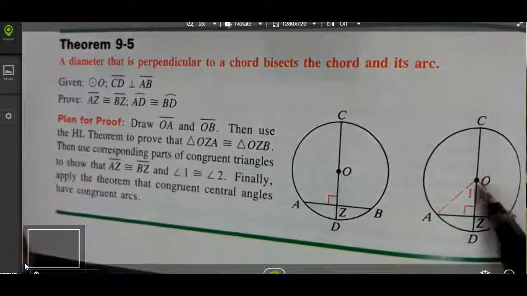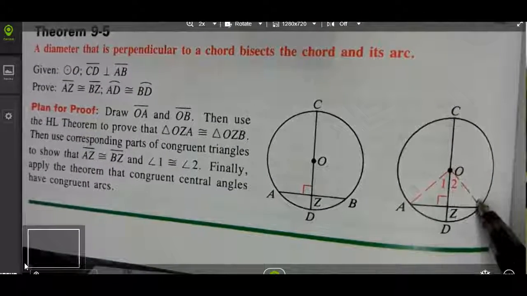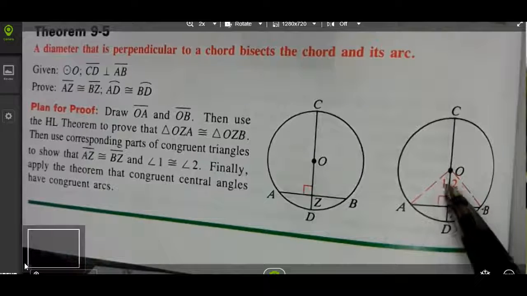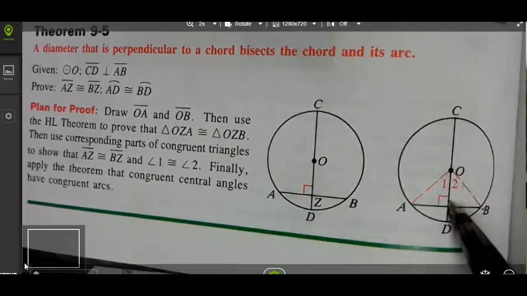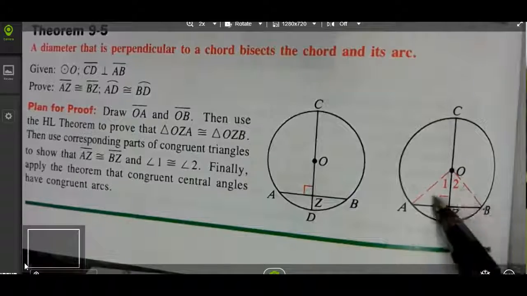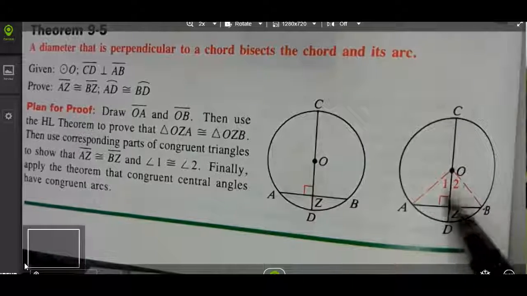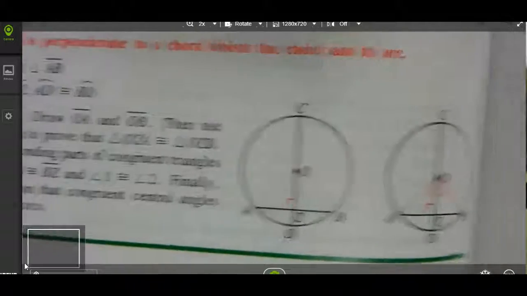And if we draw radius from the center of the circle to each of the vertex, then these two angles are equal. The diameter is going to bisect the angle also, as well as the chord and the arc. And the two triangles are congruent. They are right triangles as well.